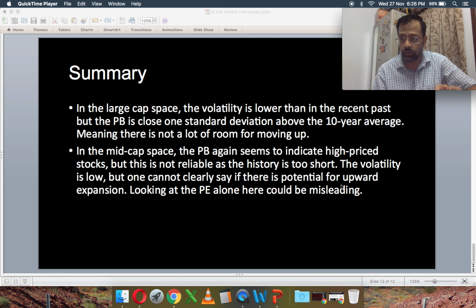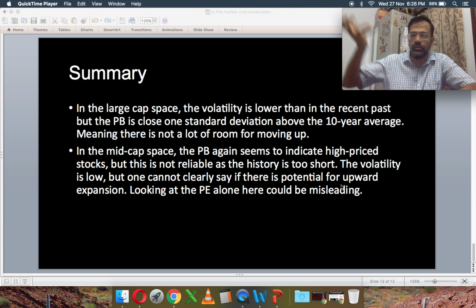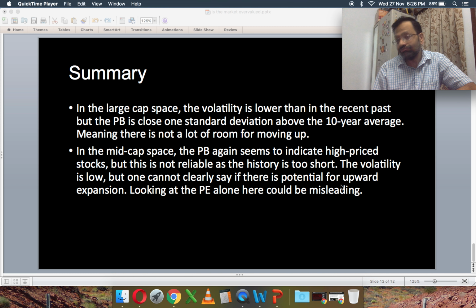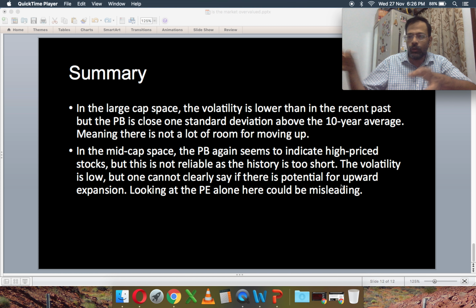I'm not sure if I've shown the Bollinger Bands for the mid-cap here. You can look at that in the article. I forgot the Bollinger Bands for the mid-cap space here. The volatility is kind of low, so there is some chance for it to move up. But we can't expect too much from it. So you can see that different indicators show different things. This is what happens. It's basically like blind people touching an elephant. You don't know. So you have to take a call.